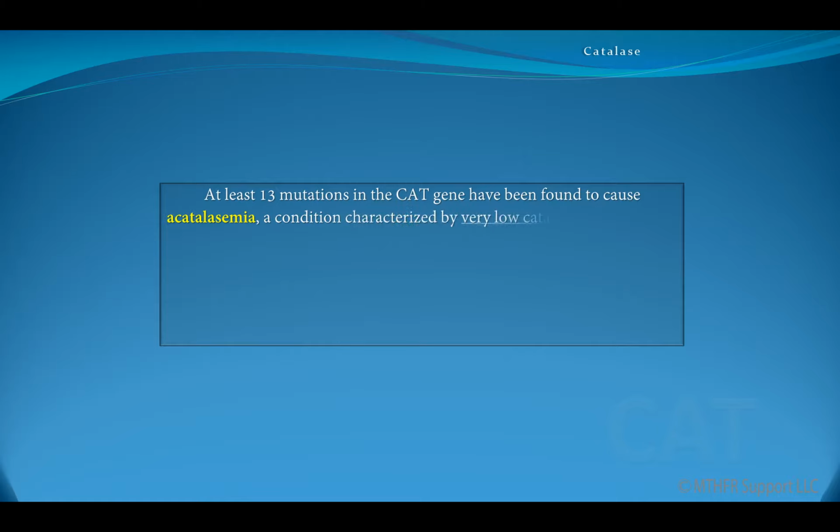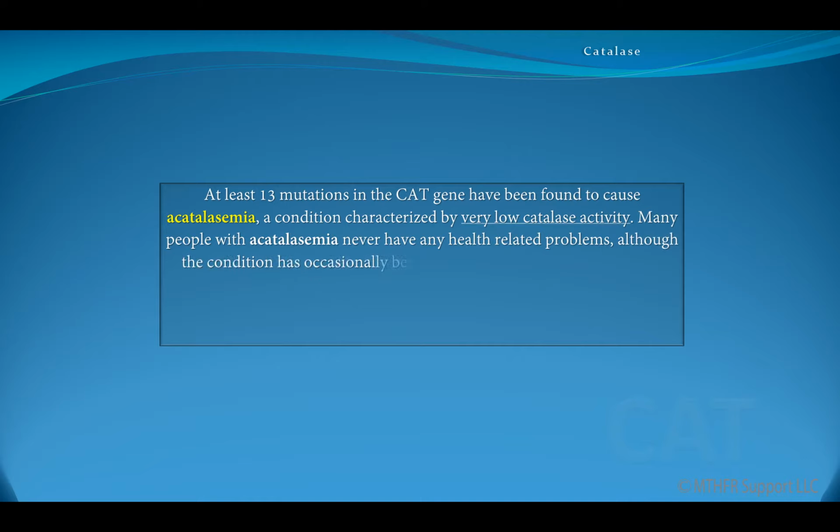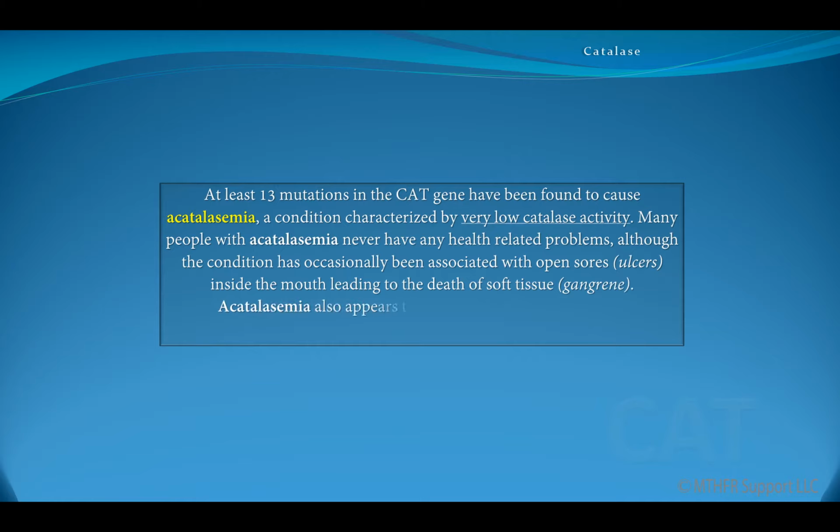At least 13 mutations in the CAT gene have been found to cause acatalemia, a condition characterized by very low catalase activity. Many people with acatalemia never have any health-related problems, although the condition has occasionally been associated with open sores or ulcers inside the mouth, leading to the death of soft tissues or gangrene. Acatalemia also appears to increase the risk of developing type 2 diabetes mellitus, the most common form of diabetes.